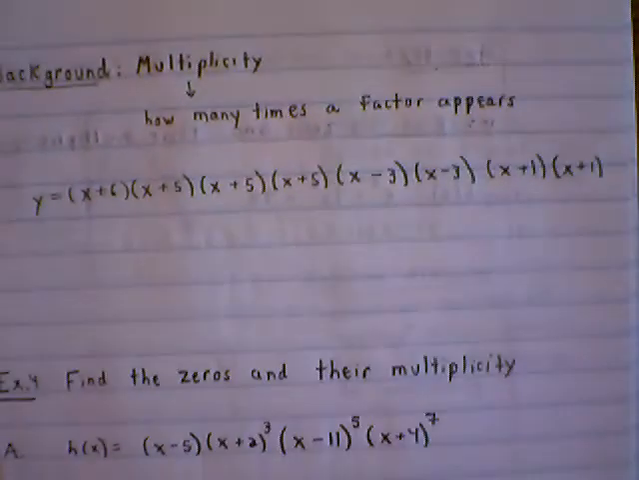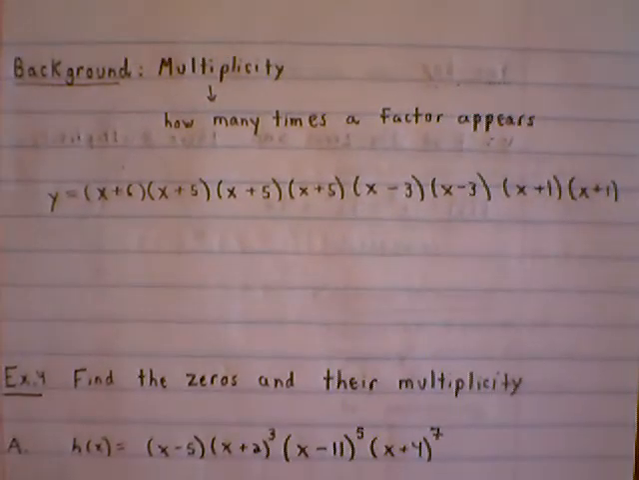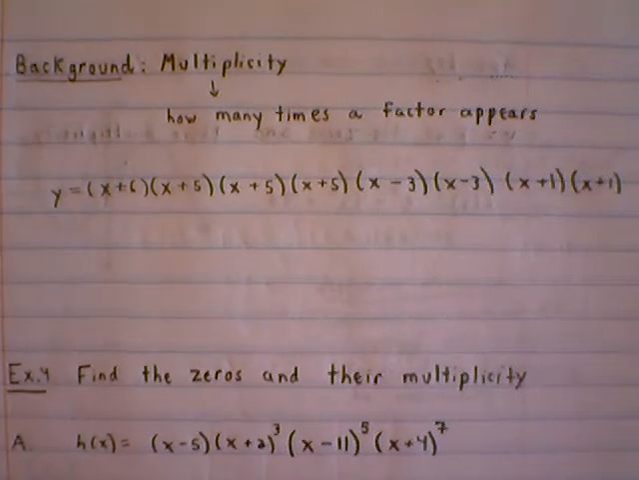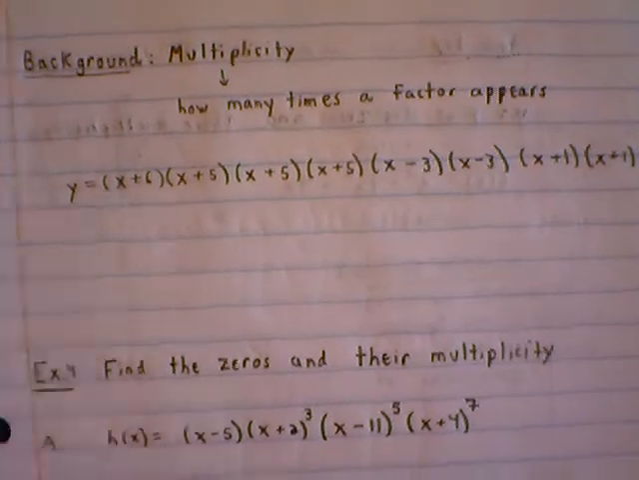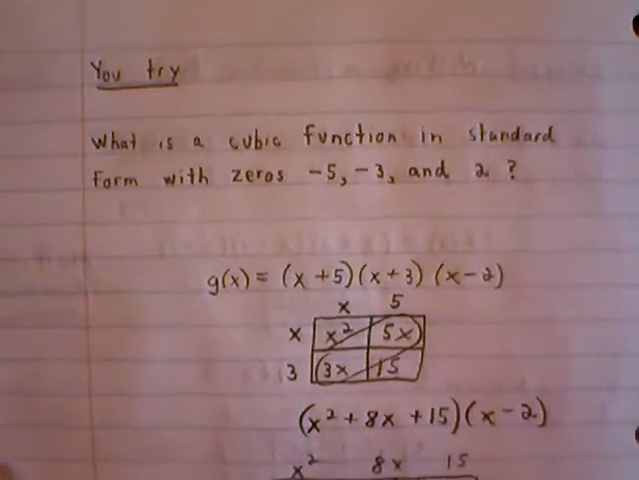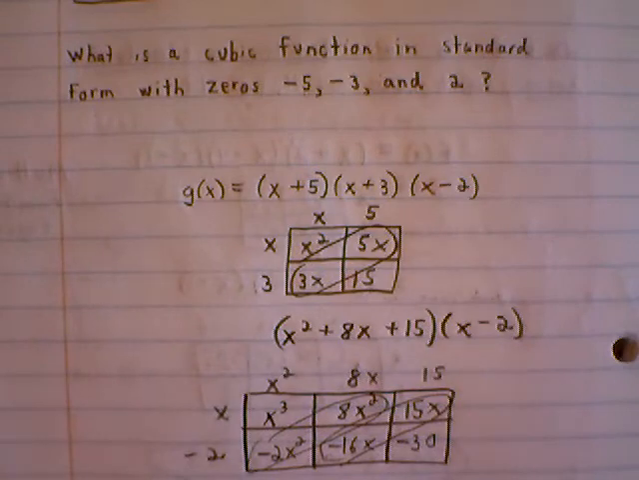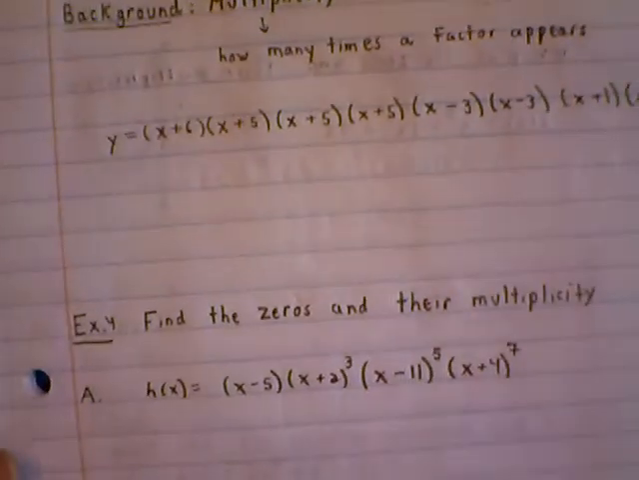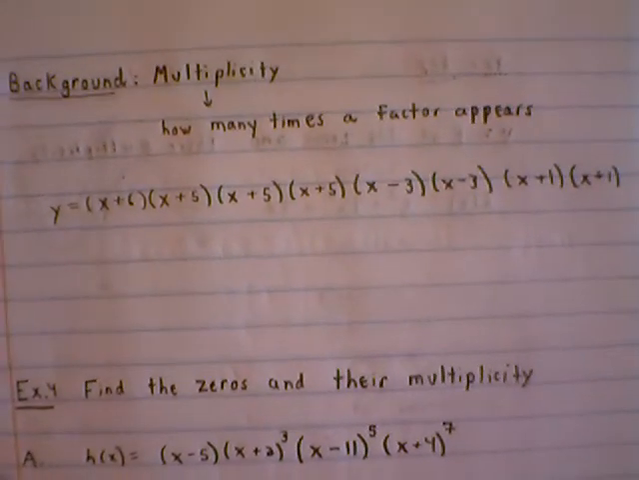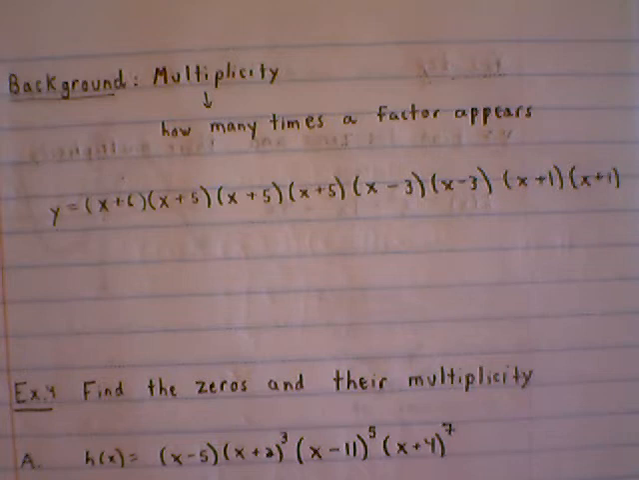Now, before we do example 4, we got to do a little bit of background on this definition of multiplicity. All right, actually, even before that, I want you to go back to the you try, and I want you to label maybe what you made a mistake on or what you had questions on. All right, for multiplicity, multiplicity is how many times a factor appears.